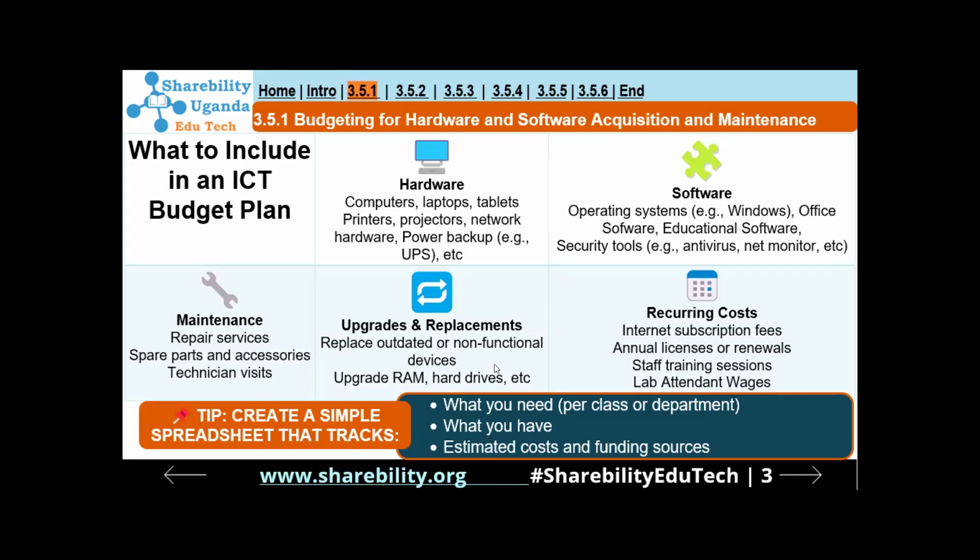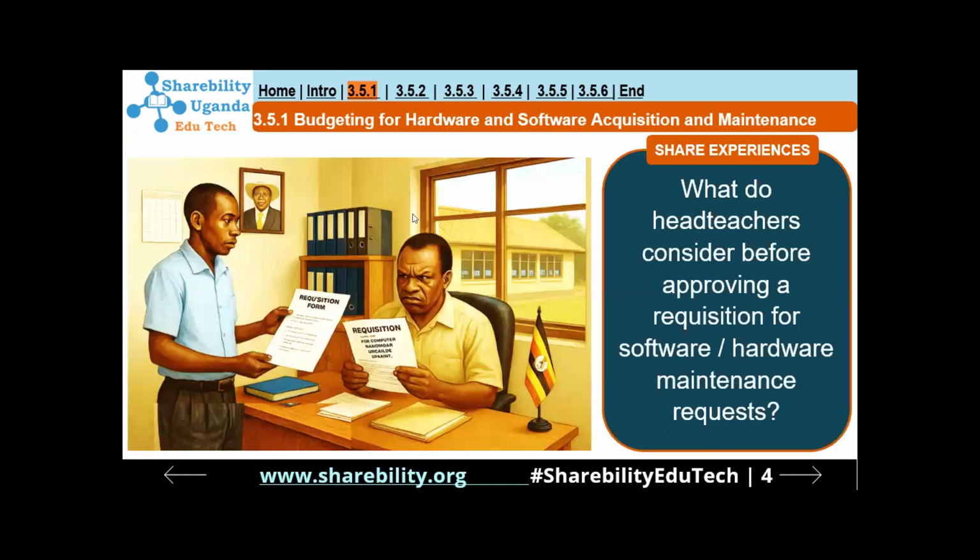So we really need to ensure that, one, you create a simple spreadsheet that tracks what ICT items are needed, what you have, and what the estimated costs are. You need to understand how much RAM is, how much a hard disk is. Understand some of these things so that you are able to move.